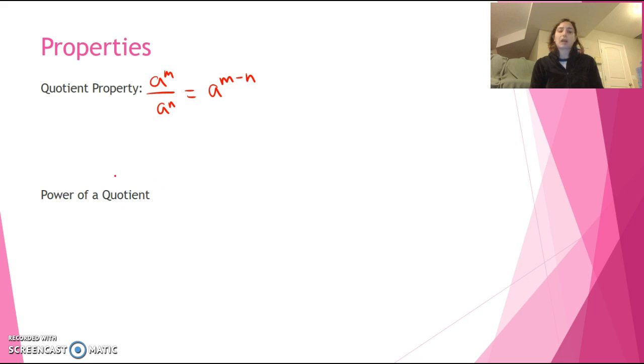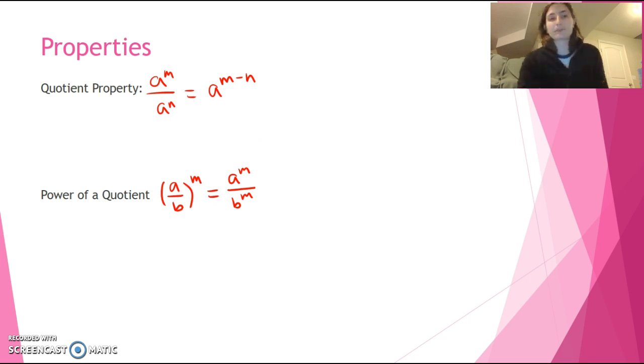And then we also have a power of a quotient, so very similar to the power of a product. So if we have a divided by b, that's our quotient, to the mth power, that would be the same as a to the m divided by b to the m. So we distribute it to both the numerator and the denominator.